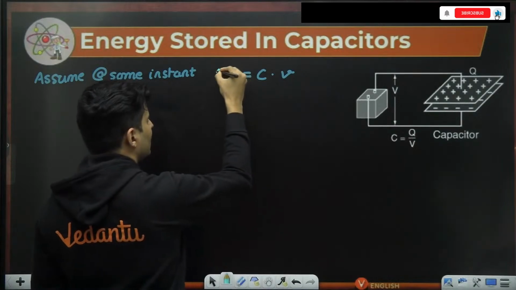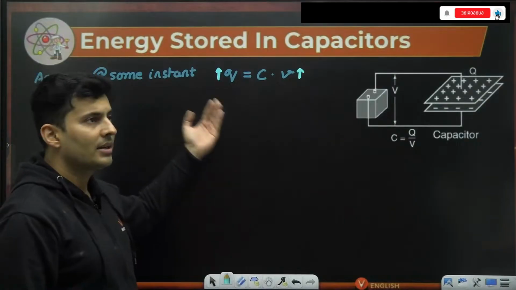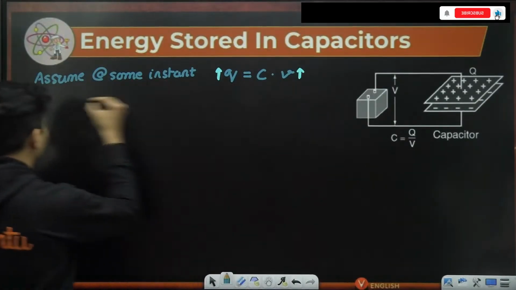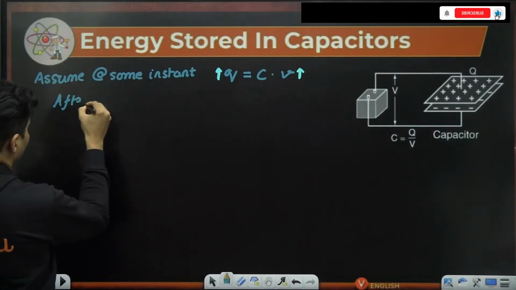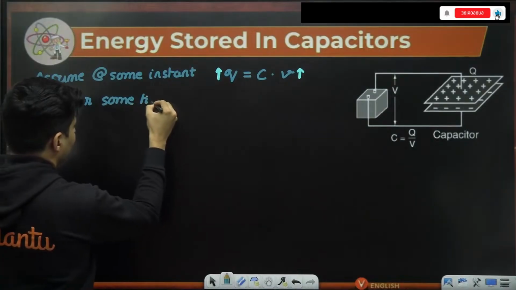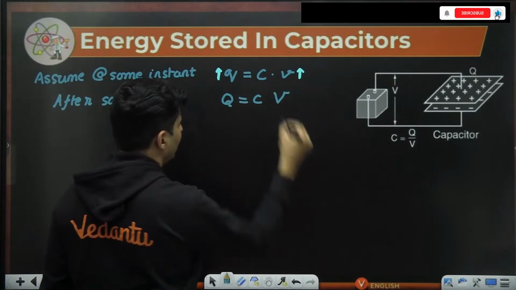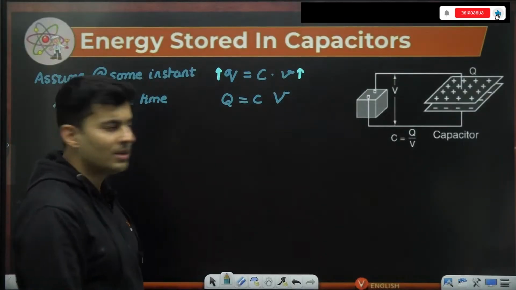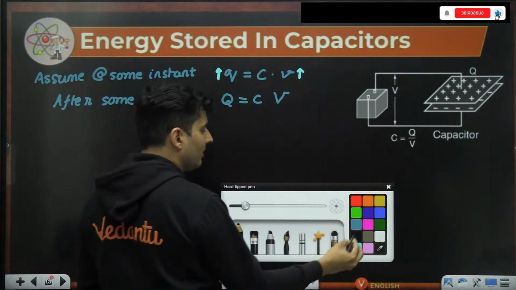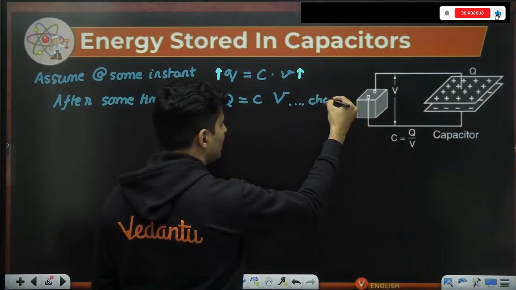As the charge increases, the voltage across it will keep on increasing, and slowly as the charge builds up, after some time, the final charge will be Q, and the final voltage, let's say, will be V. So this is small v, this is capital V. So this is basically when it is already charged.